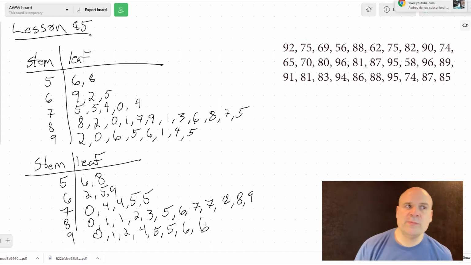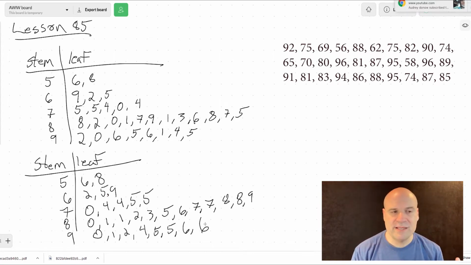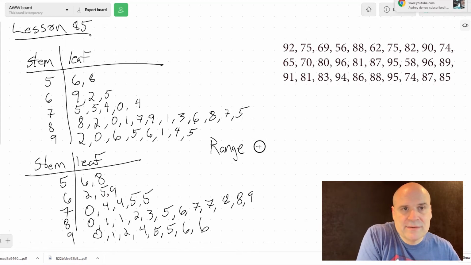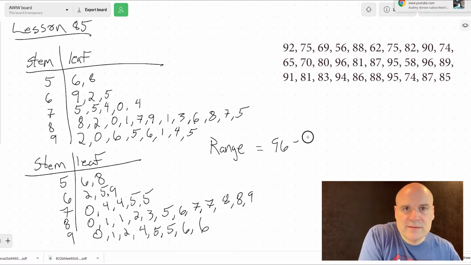Just like when we organized data before, the best thing to do first is always put them in order. So we just put these in numerical order. We can find the range pretty easily by just looking at our largest number, which is 96, and our smallest number, which is 56. So our range is 40.